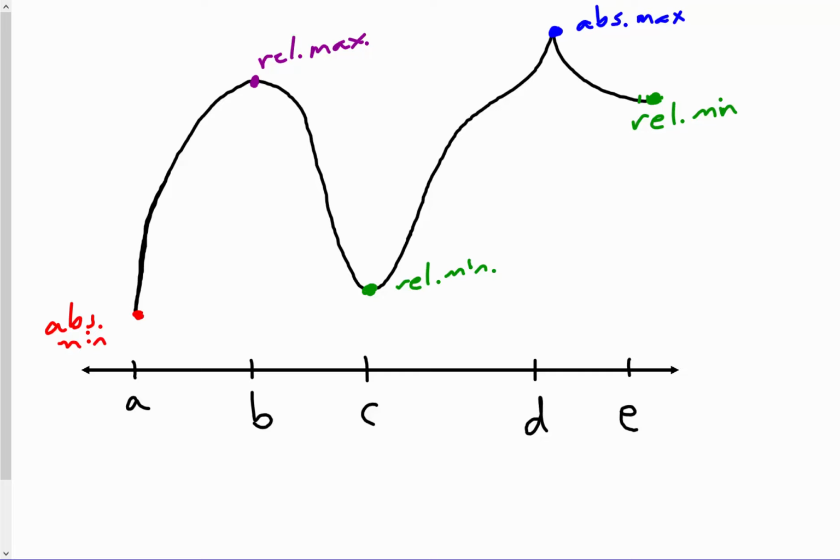Now, interestingly enough, our absolute max and min are also relative. So here, even though it is my absolute maximum, because it is higher than the points close to it, it is also a relative max. As well, my absolute minimum is lower than the points nearby to it, so it is also a relative minimum. And what it really works out to is my absolute max is usually the highest relative max. My absolute min is usually the lowest relative minimum.